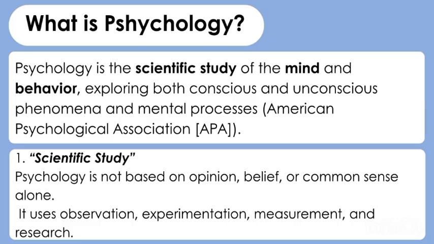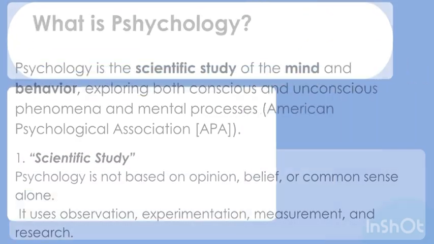First, we have scientific study. When we say scientific study in psychology, it is not based on opinion, belief, or common sense alone. It uses observation, experimentation, measurement, and research. For example, when psychologists study learning or behavior, they collect data, observe patterns, and test theories, not just guessing. So these are scientific methods wherein you do observation, experimentation, measurement, and of course, research.